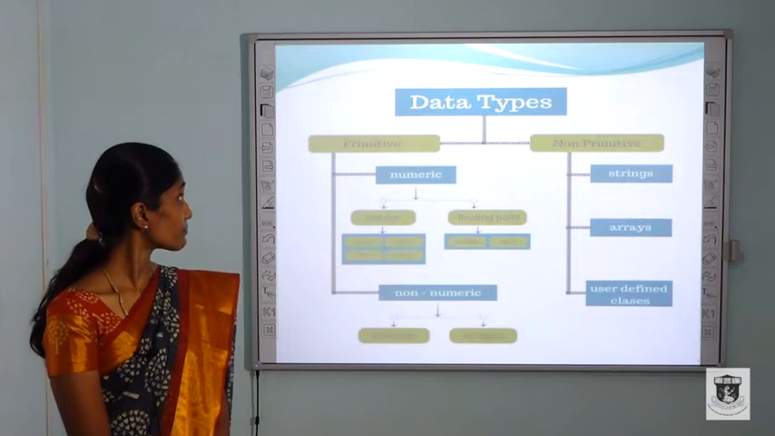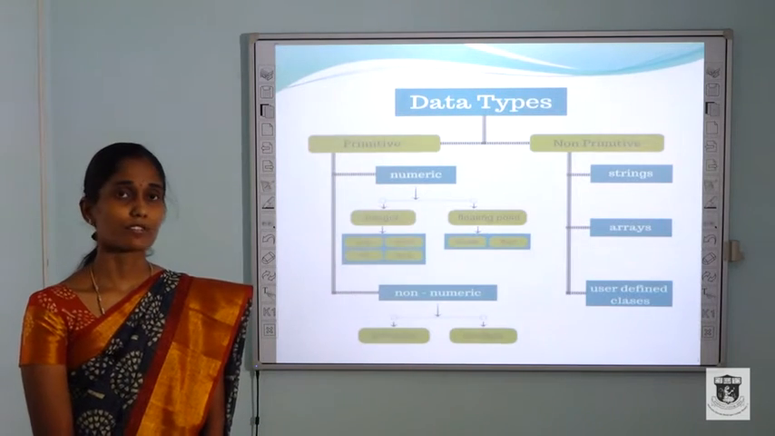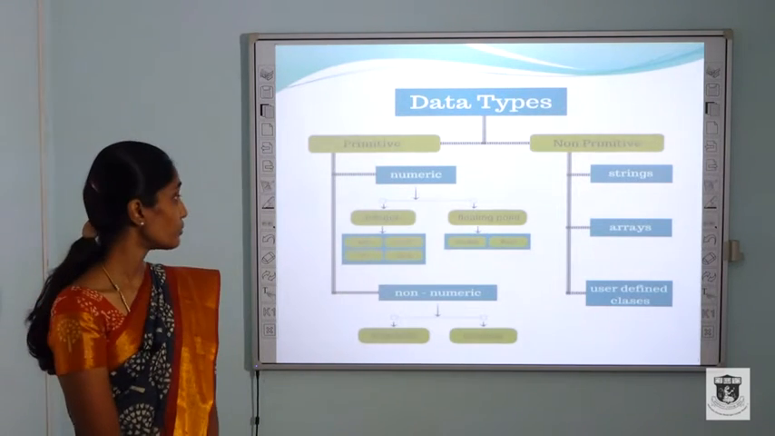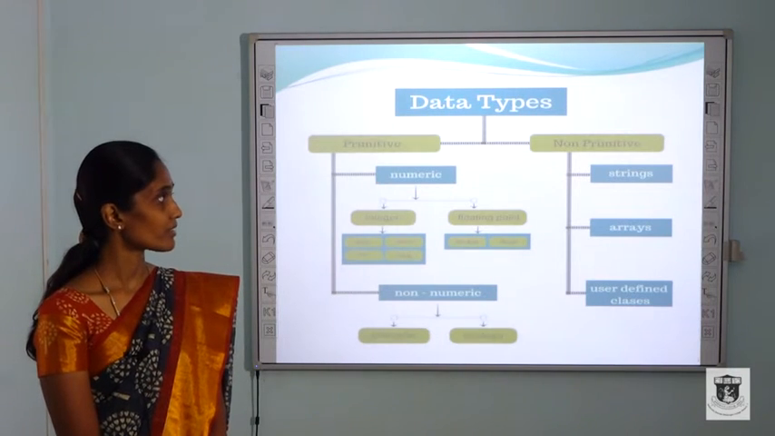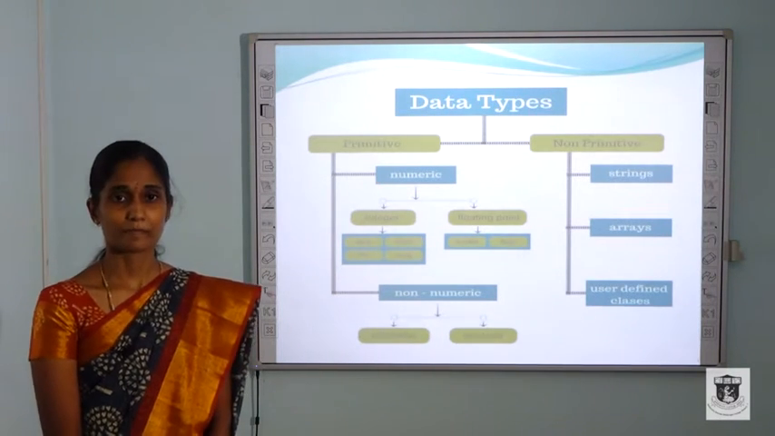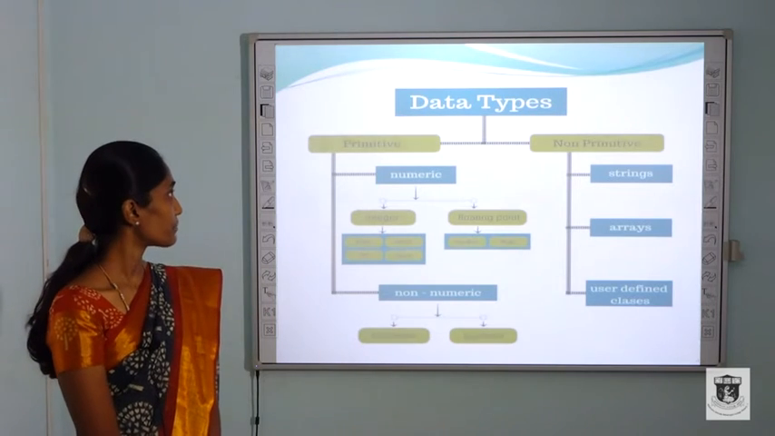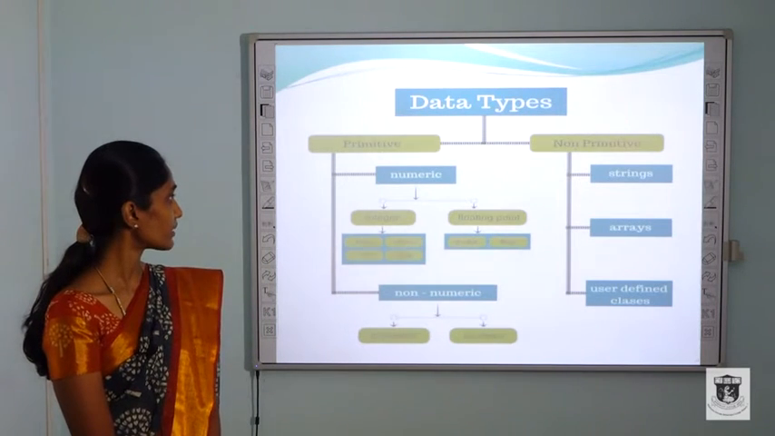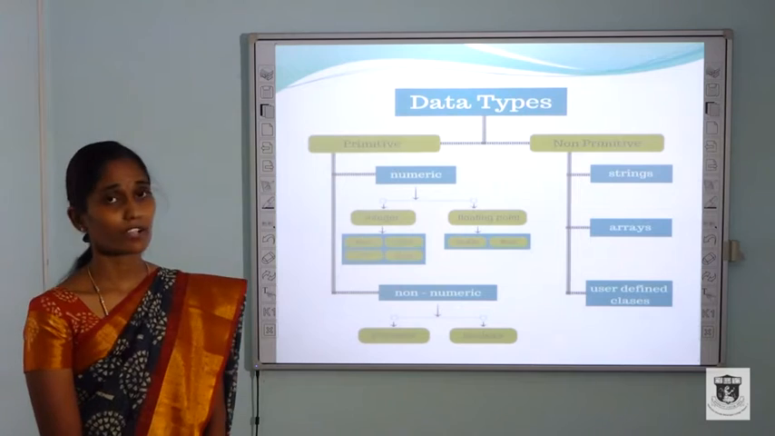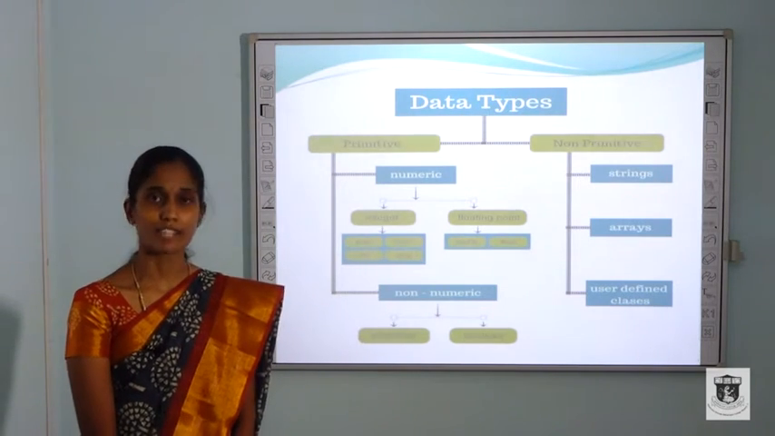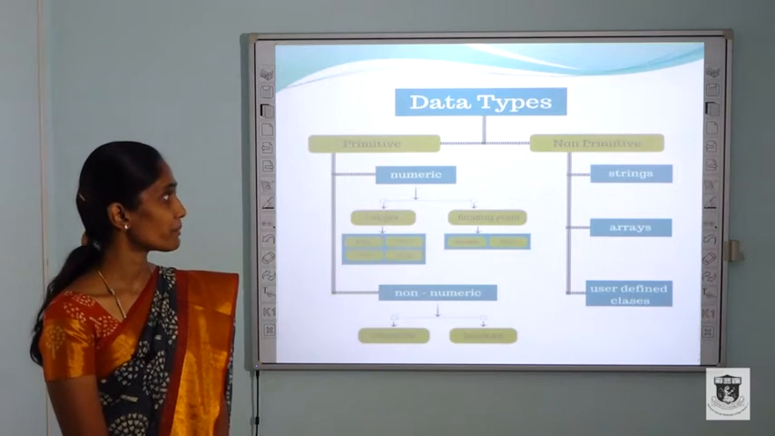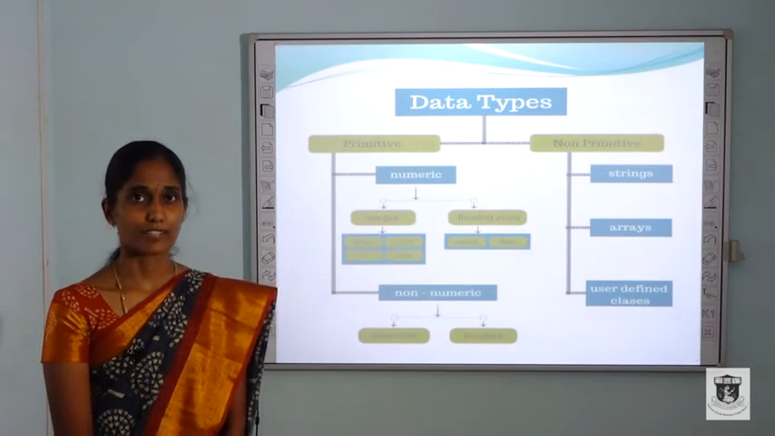They are primitive and non-primitive, whereas primitive is classified as numeric and non-numeric, and non-primitive is string, arrays and user-defined classes. In primitive, numeric and non-numeric, numeric is further classified as integer and floating point, and non-numeric is classified as characters and boolean. Non-primitives are string, arrays and user-defined classes.